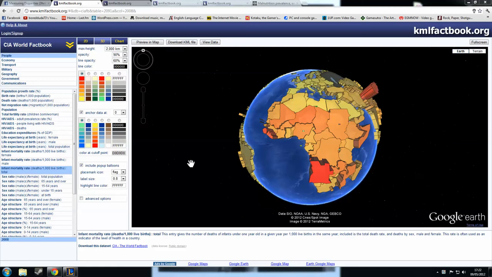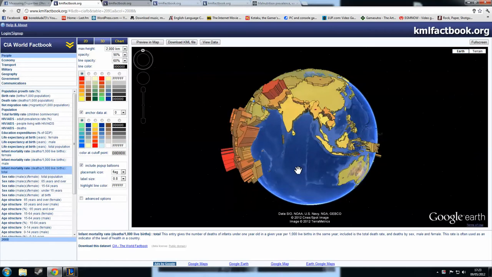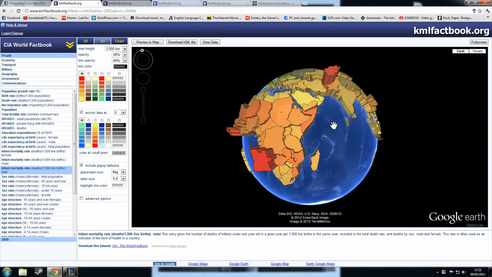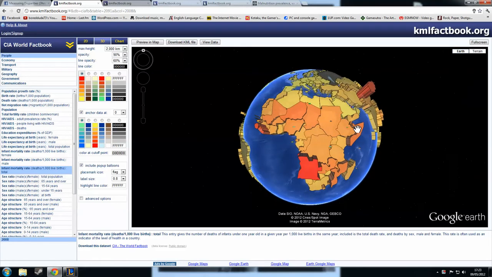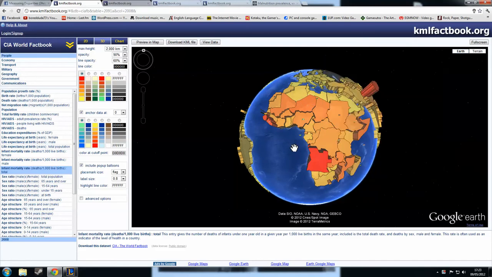The first factor is infant mortality rate, which is the deaths per 1,000 live births. And straight away, we can see that the continent of Africa, parts of the Middle East, and some parts of Asia seem to have the highest infant mortality rate, as the countries that we study, like Niger, seem to have one of the highest infant mortality rates.